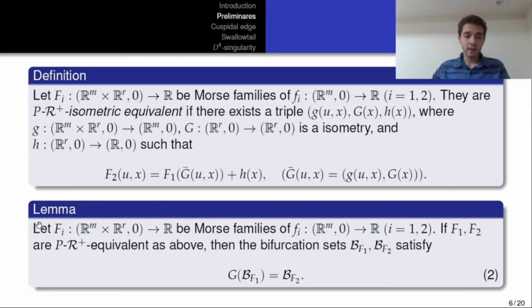The reason is explained in this lemma. This lemma says that if two Morse families, F1 and F2, are PR plus equivalent, as above, without the isometric, then the bifurcation set satisfies this. So the big G takes the bifurcation set of F1 into the bifurcation set of F2. So in this case, if we require G as an isometry, then if two Morse families are PR plus isometric equivalent, they have isometric bifurcation sets. So the geometric properties are not changed, and this is the reason we require G as an isometry.